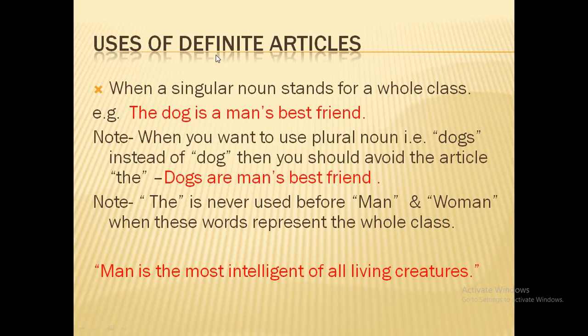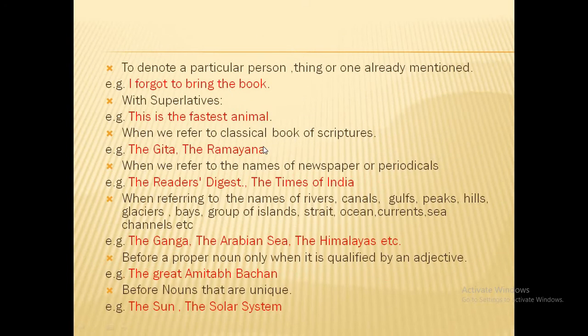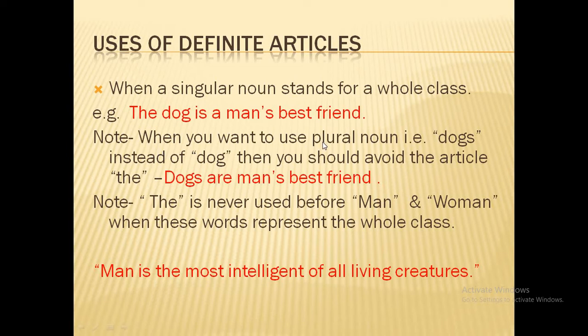Now, the uses of the definite article. The definite article is the, and there are various uses of it. When a singular noun stands for a whole class, when it is referring to the whole species, the definite article is used. The dog is a man's best friend. When you want to use a plural noun, that is dogs, instead of dog, then you should avoid the article the, as in dogs are man's best friend.